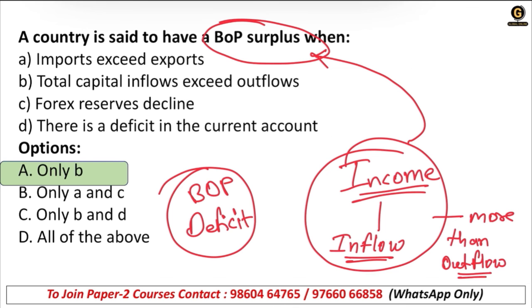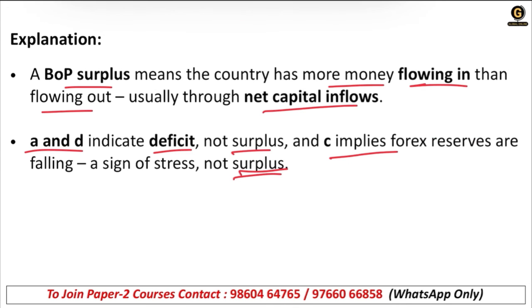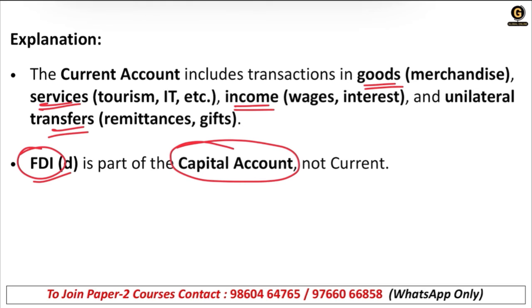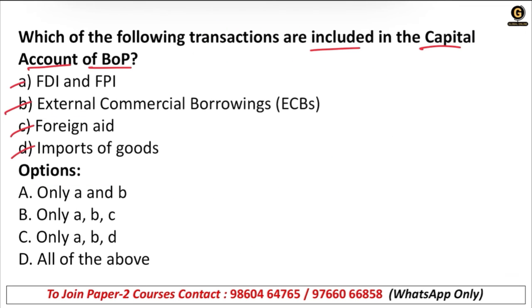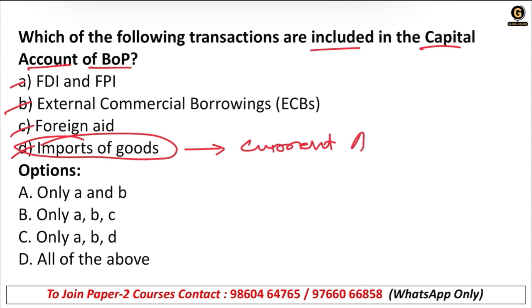See, what is included in the current account? Goods, right? And this is the question which is asking about the exact thing, imports of goods. No, it is not considered in the capital account. It is considered in the current account.